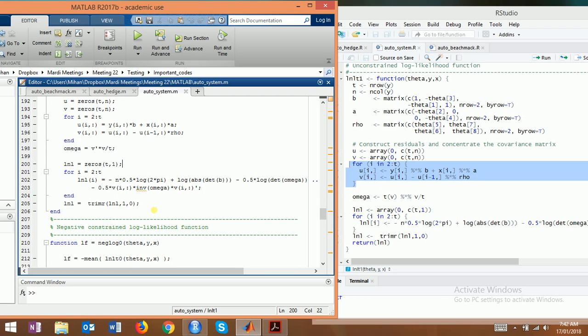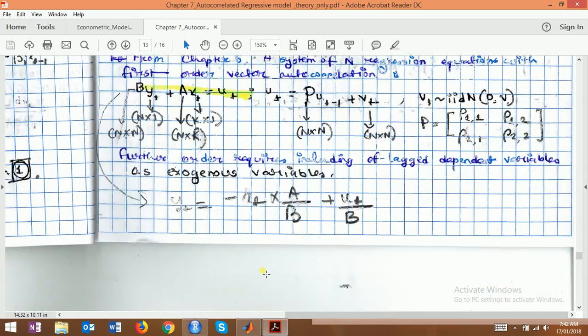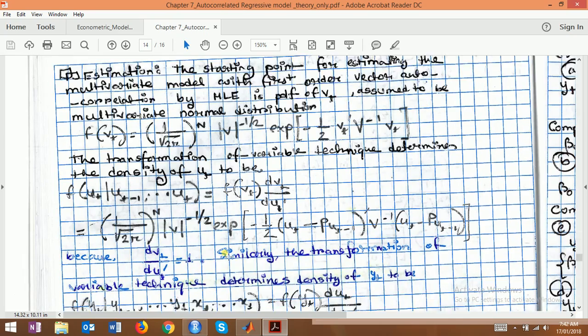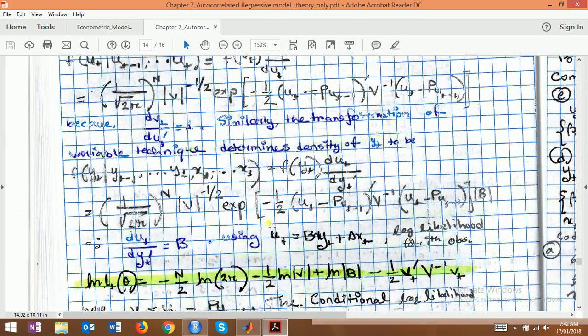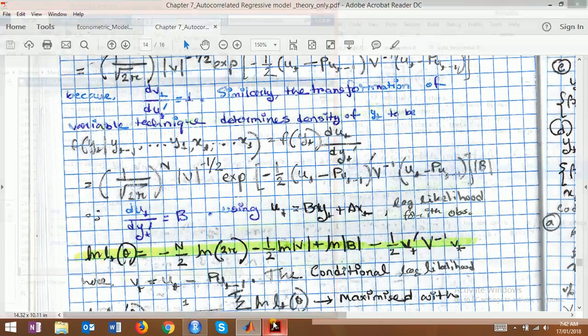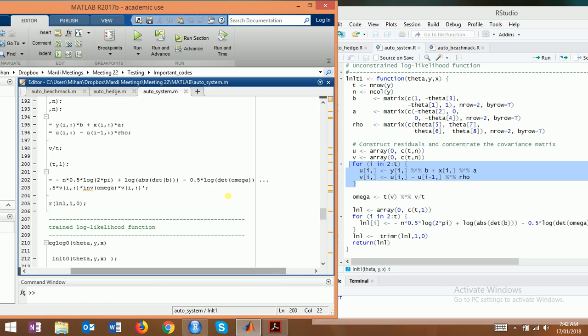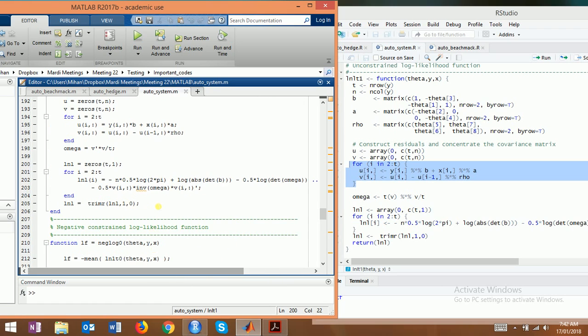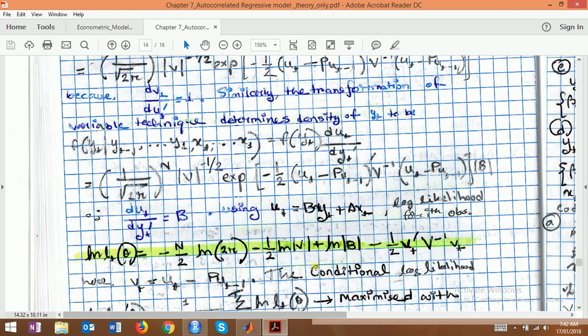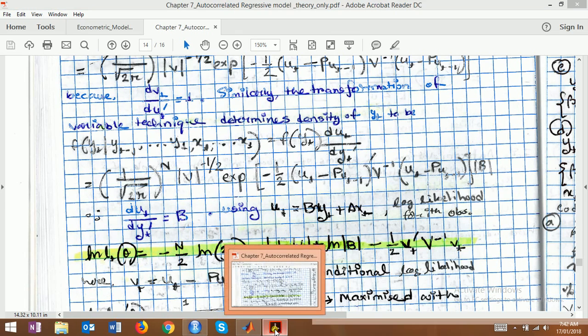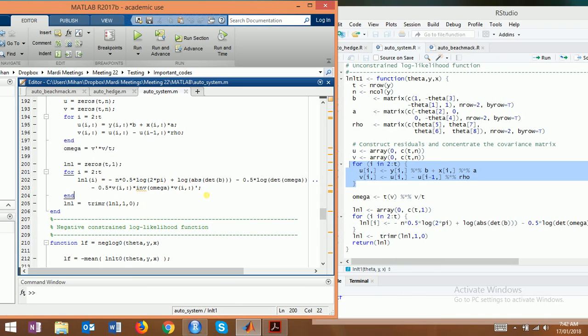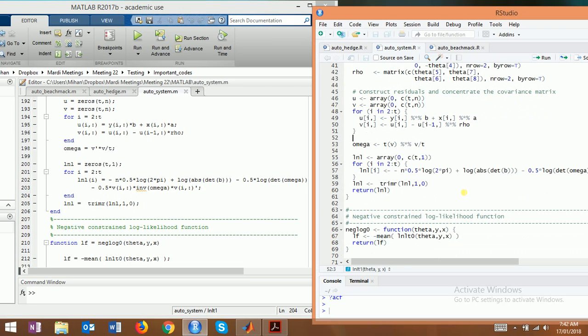Then we do the log likelihood function, and the log likelihood function is simply this one, where it is half log of twice pi, the absolute value of the determinant of B, log of determinant of omega, and so log determinant of V, log of determinant of B, and this is omega, right? Capital V is omega, and decomposition, that's all.